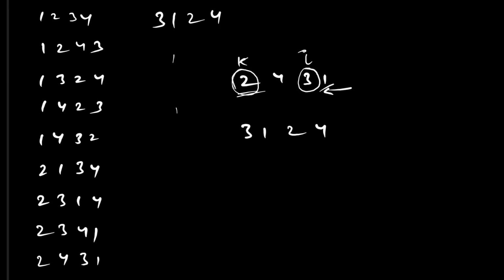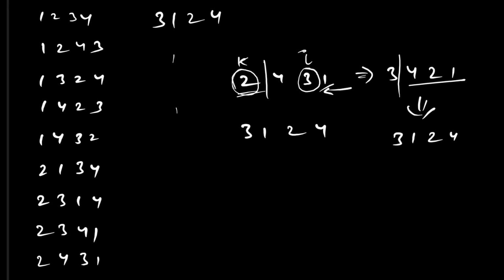Now we swap these two numbers. After swapping this became 3 4 2 1. Then we reverse the subarray after the index k. The subarray after index k is 4 2 1. After reversing it becomes 1 2 4, and we keep the 3 at the beginning. So we can say this is our result.